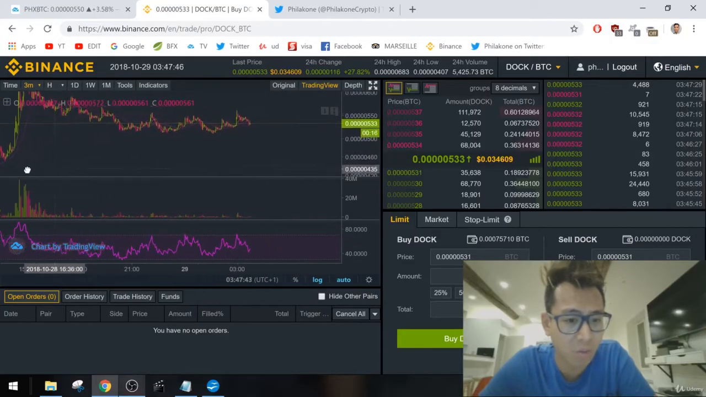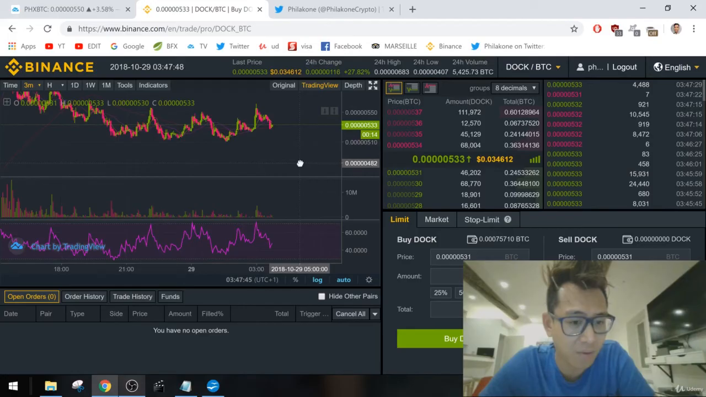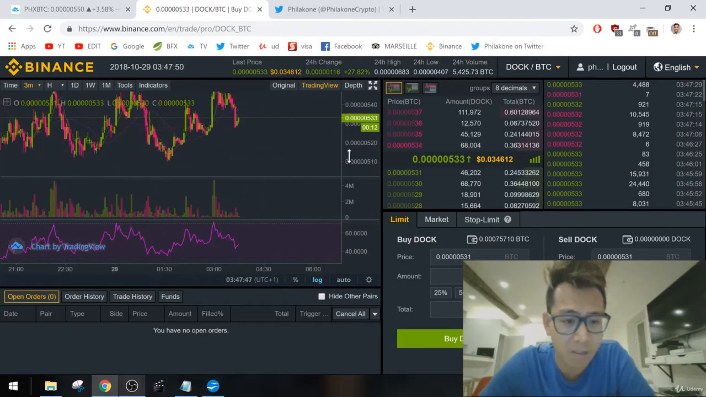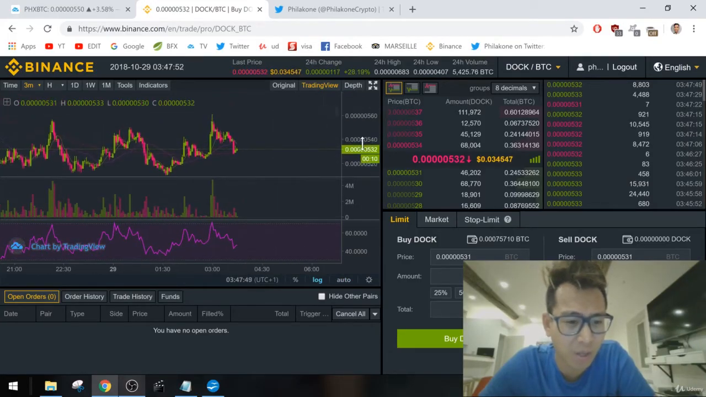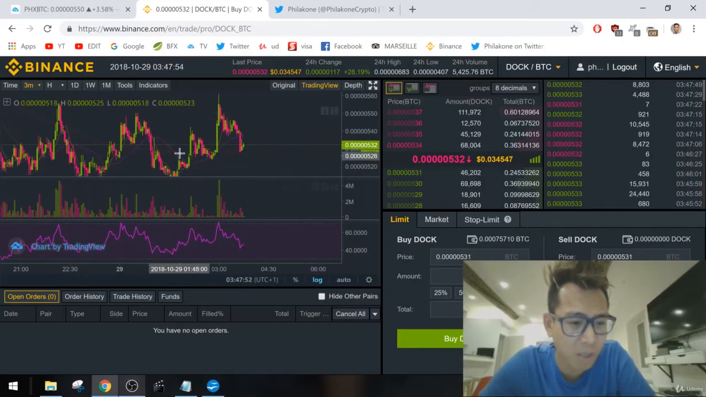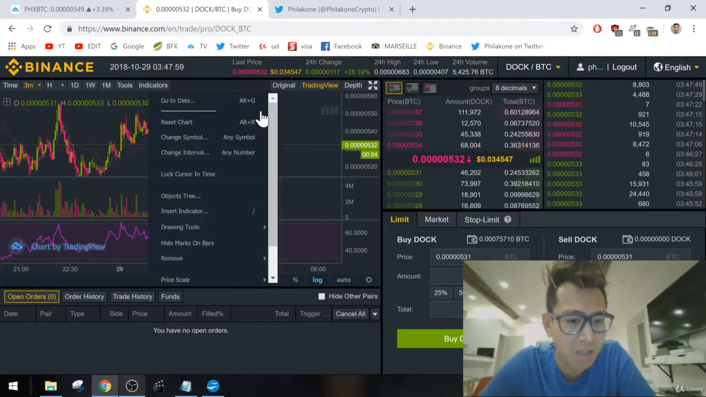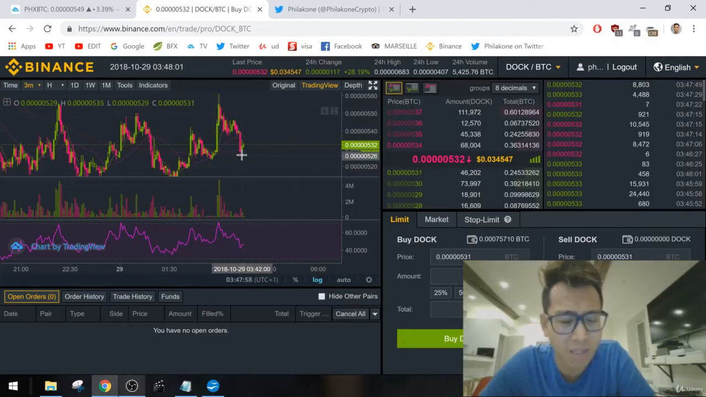All right, so what we're seeing is it's breaking up for the impulse wave up right here, okay? So now I believe that DOC is going to be going up. We see this as 1, 2, 3, 4, and we see this as 5 and ABC. So I bet you anything that DOC is very likely to break out sometime soon.